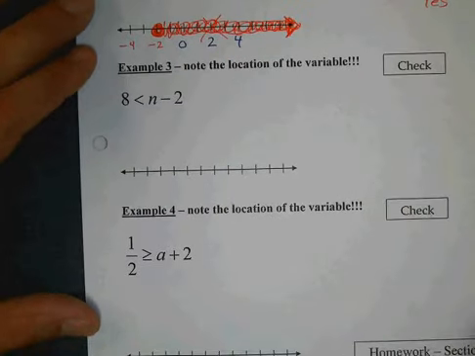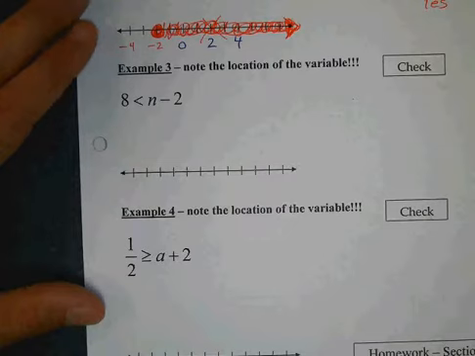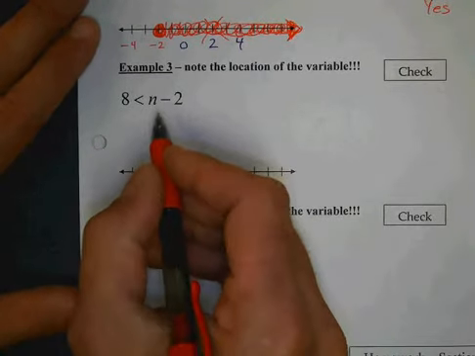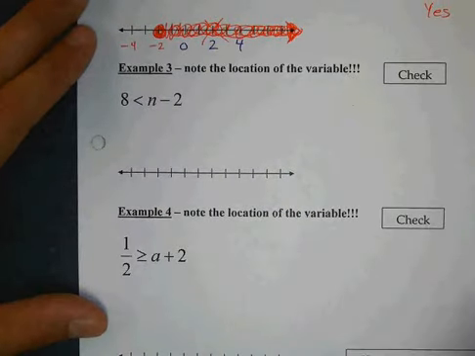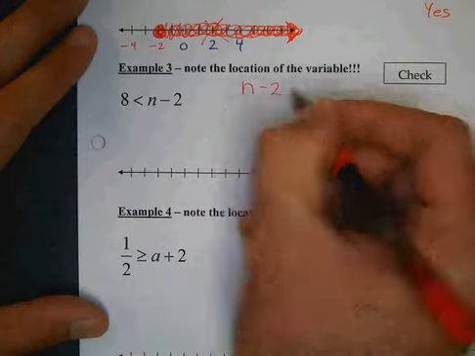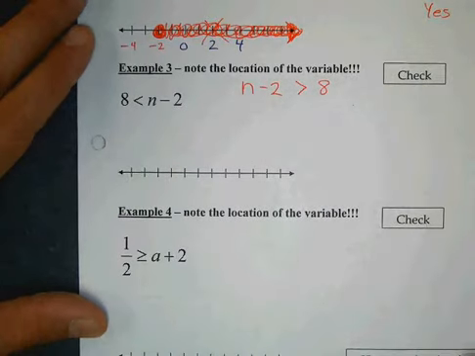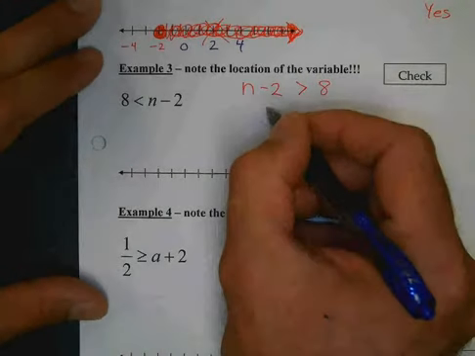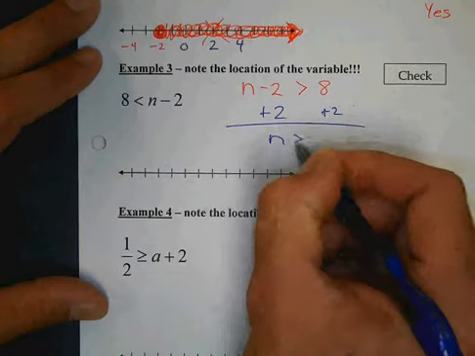What's different about example 3? Where's my variable? Okay, on the right. So let's start with the problem and rewrite it. Someone reread this thing backwards to me. Jalan, go ahead. Okay, n minus 2 is greater than 8. All right? Solving this from there. Mr. Switek, what do I do? All right, I add 2. So n is greater than 10.